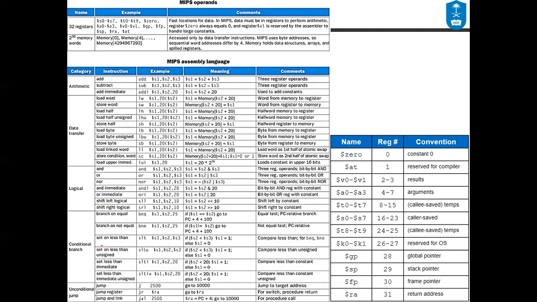We have also the set on less than, and this is if you have a comparison with less than or greater than or less than or equal or greater than or equal, those kinds of conditions. And we have the simple versions, branch on equal, branch on not equal. And the last category is the unconditional jump. It doesn't have any sort of condition. It jumps right away to a certain position, and it has certain versions.